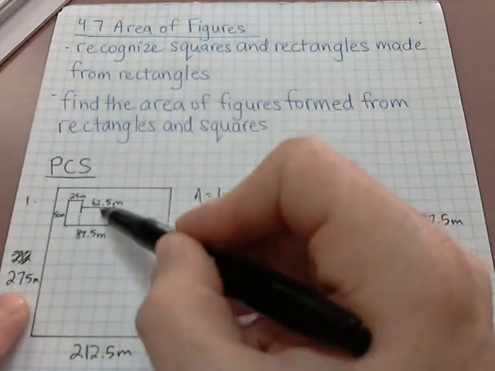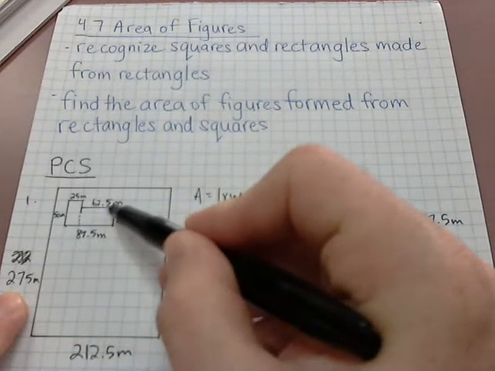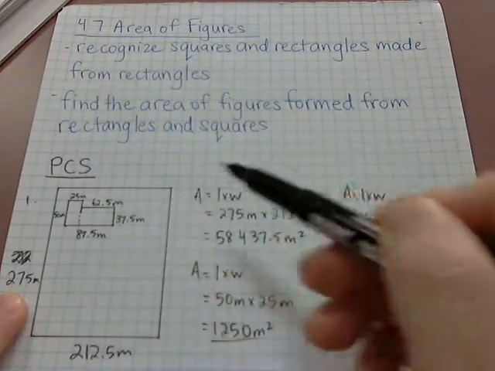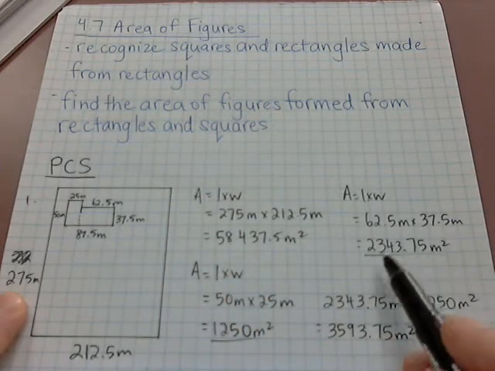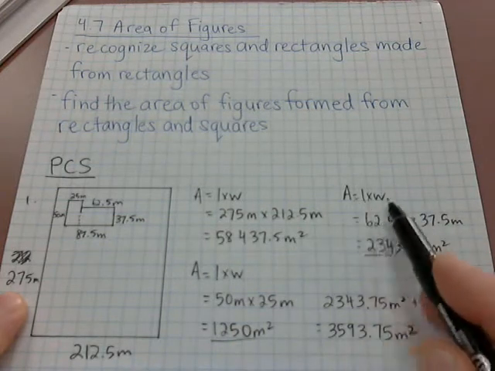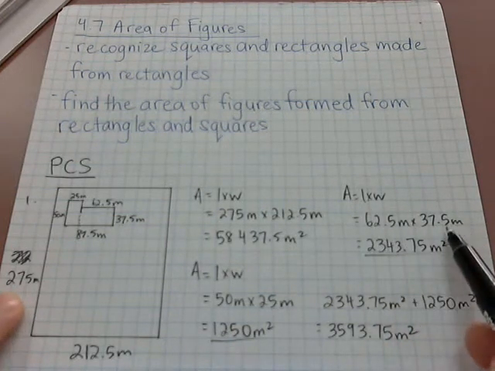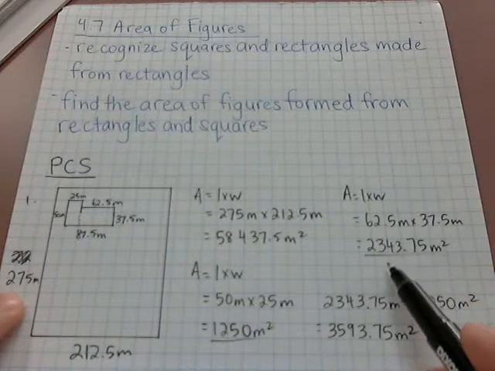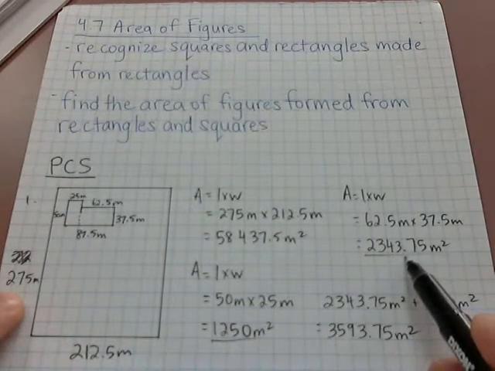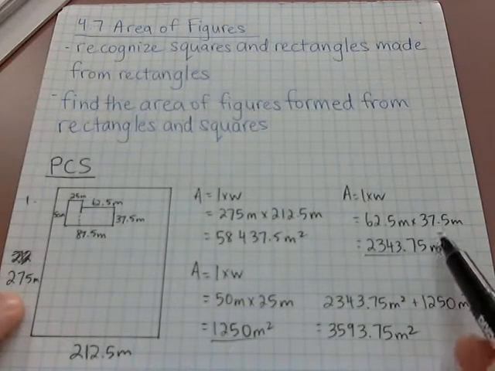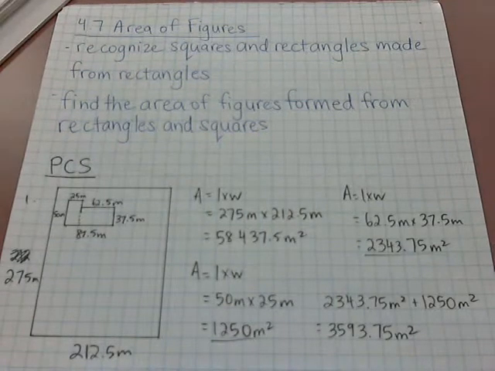Then I looked at the back part of the school here and found out that it was 62.5 meters by 37.5 meters. And so over here you can see I used the formula. I did my substitutions of 62.5 times 37.5 to find out that it's 2,343.75 meters squared. Again, units squared.